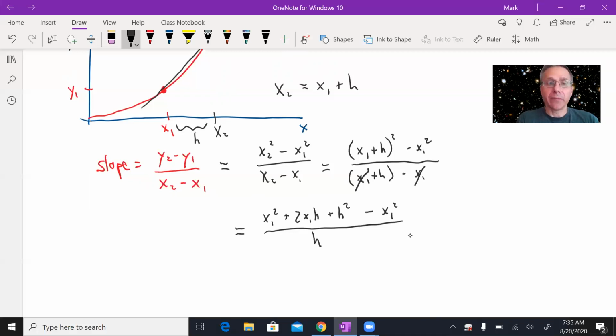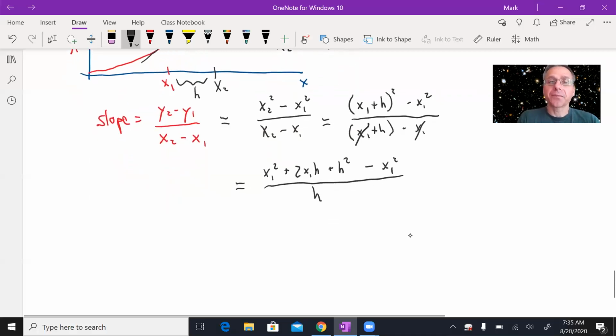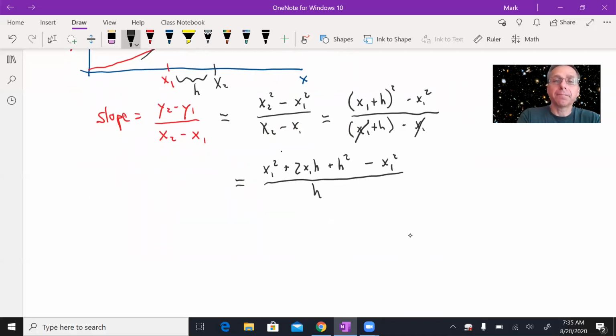That'll be the case every single time we do this for different kinds of functions. Keep simplifying. The x1 squares cancel out. And now for the two remaining terms on top, there's a common factor of h that we can divide out. So what we have left after our substitutions and simplifying is an equation for the slope of our chord. That first term will just be 2x1, and then we have a plus h.